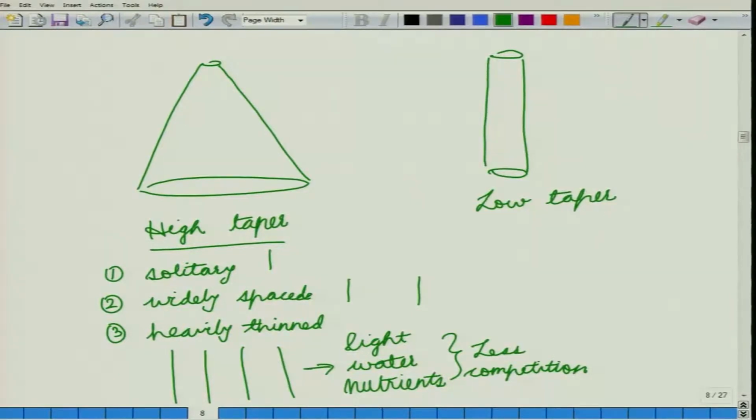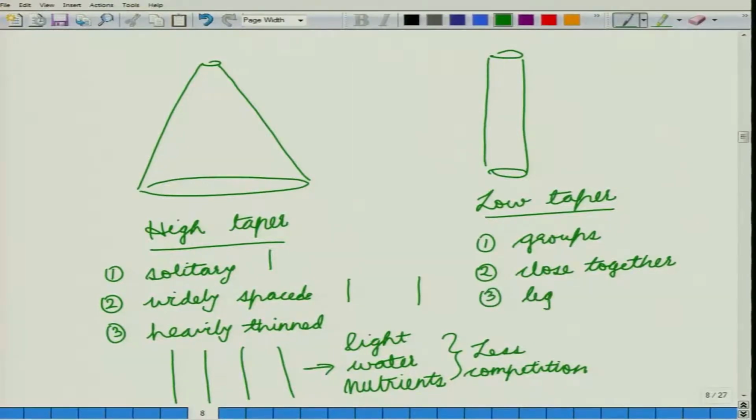So, essentially we have a high taper in the case of solitary trees, in the case of widely spaced trees, and in the case of heavily thinned stands, whereas we have a low taper in the case of trees that are in groups, that are close together, and that are lightly thinned stands.